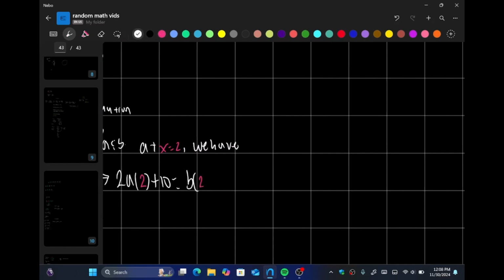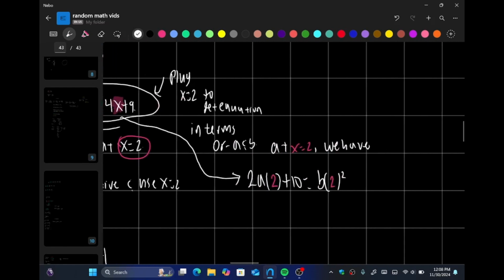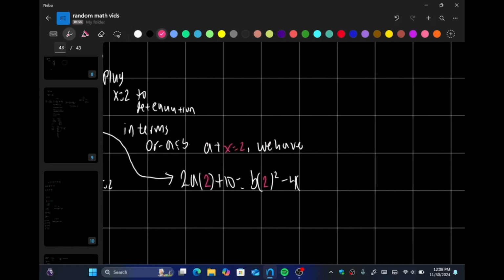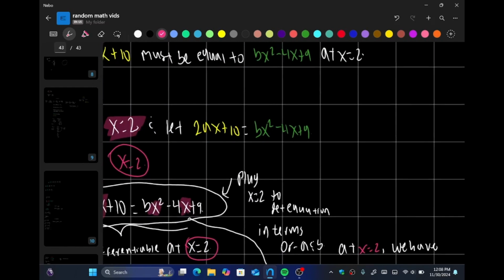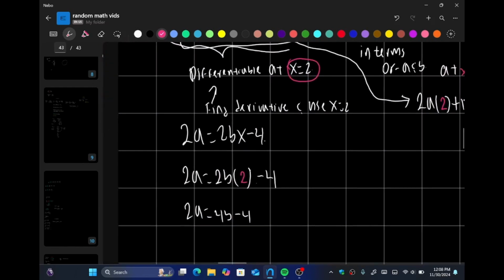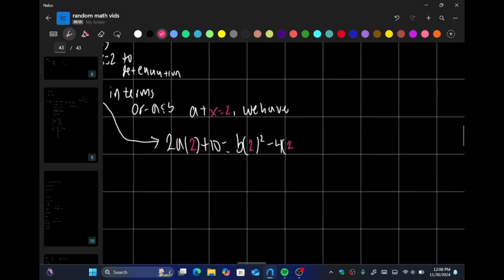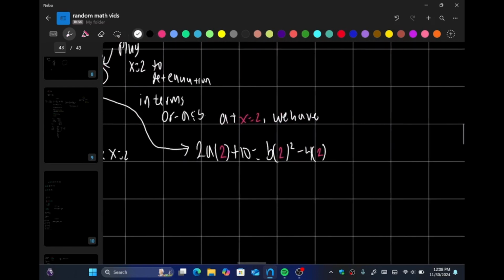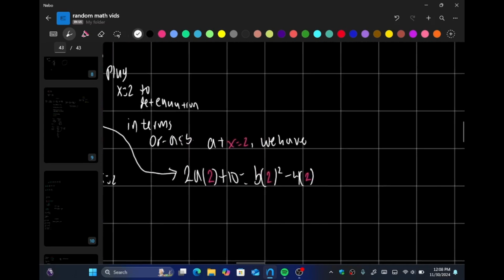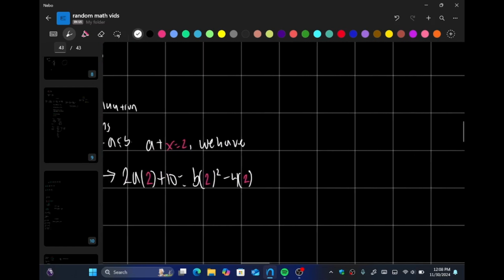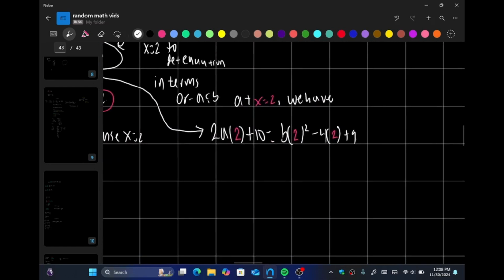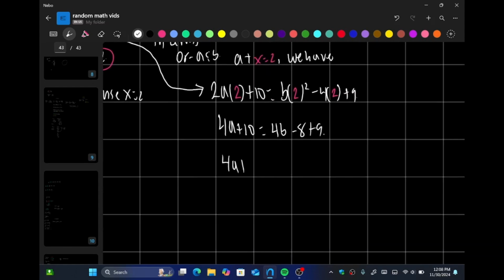This one's actually harder than I thought it was going to be because it was a little tricky. We have to use the idea that it's differentiable, guys. So not only do we use that it's continuous, we have to use the fact that it's differentiable to set up a system. At least that's what I think we're going to do. Plus 9. And so then we have 4a plus 10 equals 4b minus 8 plus 9, right? So 4a plus 10 equals 4b plus 1.